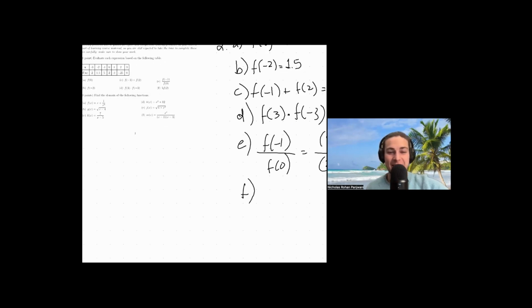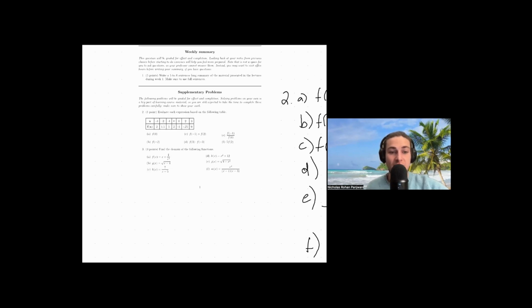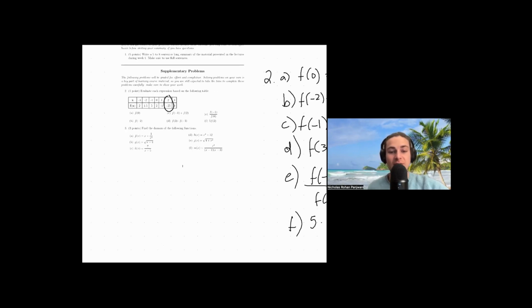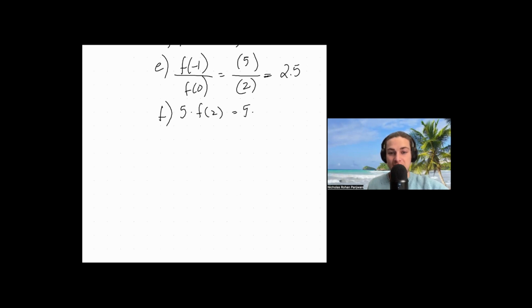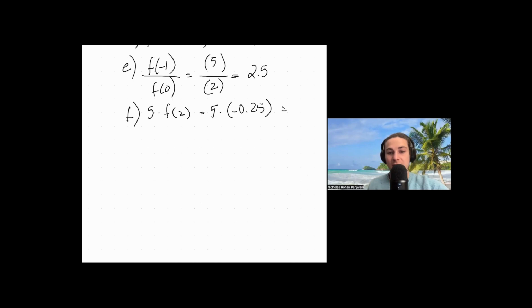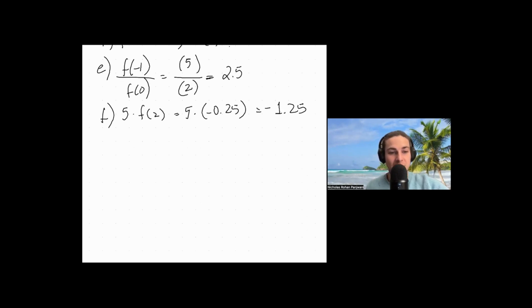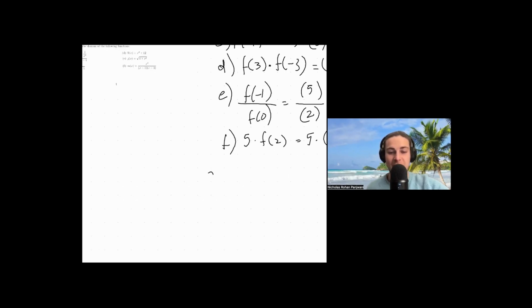Okay, we have 5 times f of 2. So x equals 2. f of 2 is negative 0.25. So this is equal to 5 times negative 0.25, which is negative 1.25. Yay. We did problem number 2, which was our first problem. And I wrote number 2 again. All right.